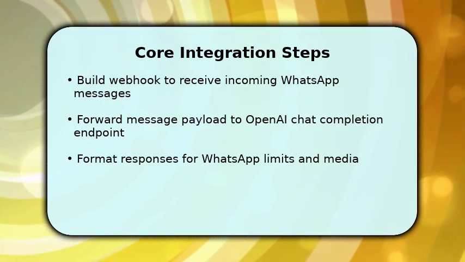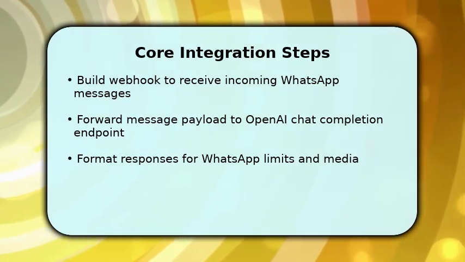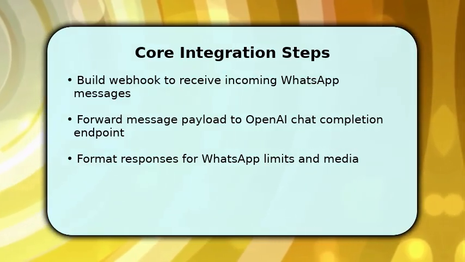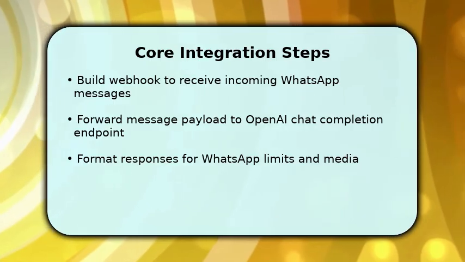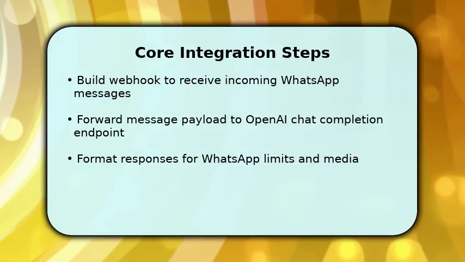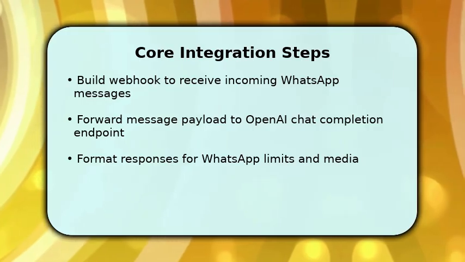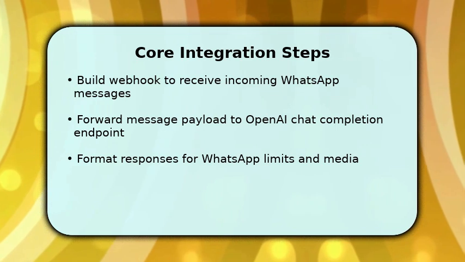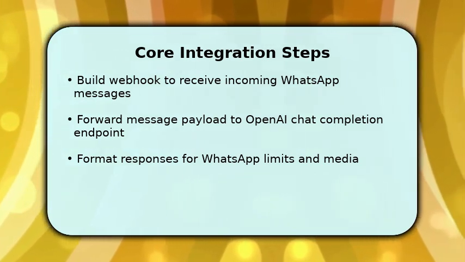Now you implement the middle layer. Code a webhook that accepts WhatsApp incoming messages, parses sender ID and text, and normalizes the payload. Once parsed, call the OpenAI Chat Completion API with a clear system prompt and the conversation history. This maintains context. After receiving the model reply, sanitize and chunk content to meet WhatsApp size limits and attach media links if needed. Make sure to log request ID and timestamps. These help trace failures and preserve conversation state during retries.